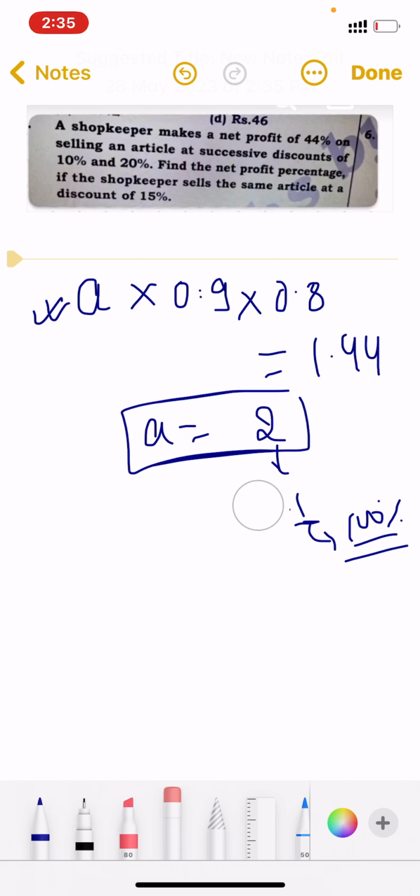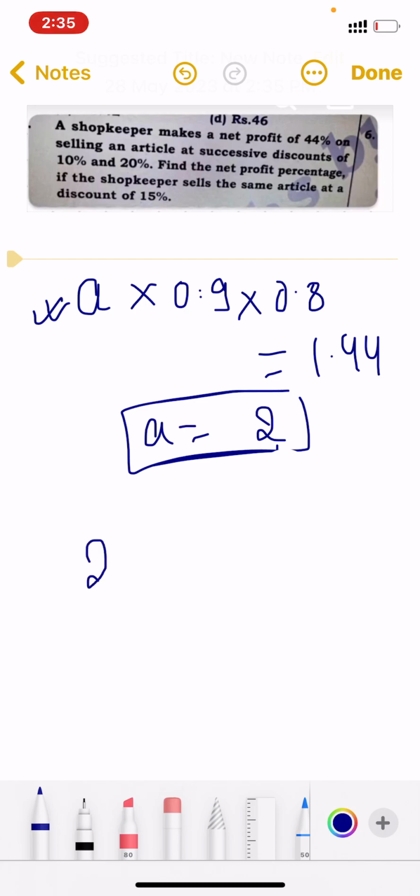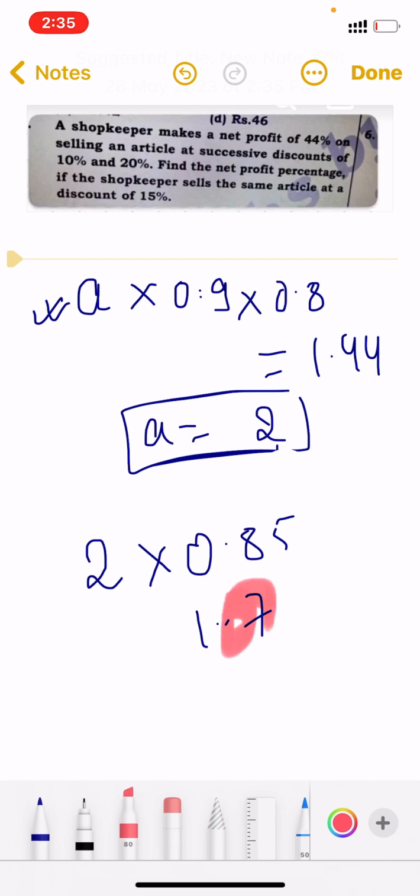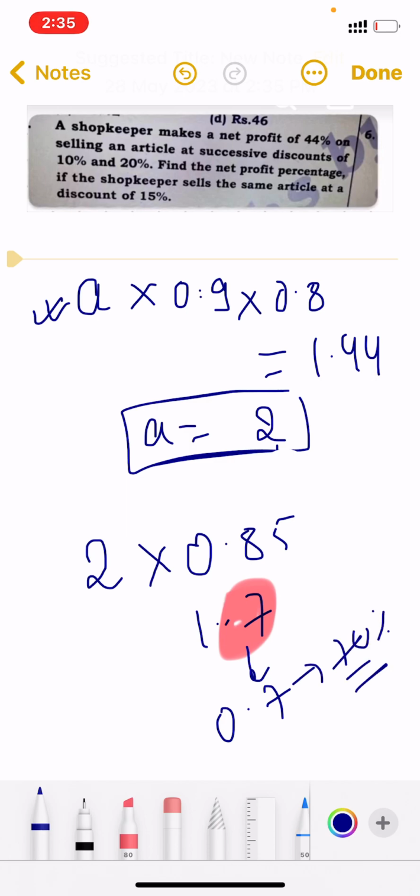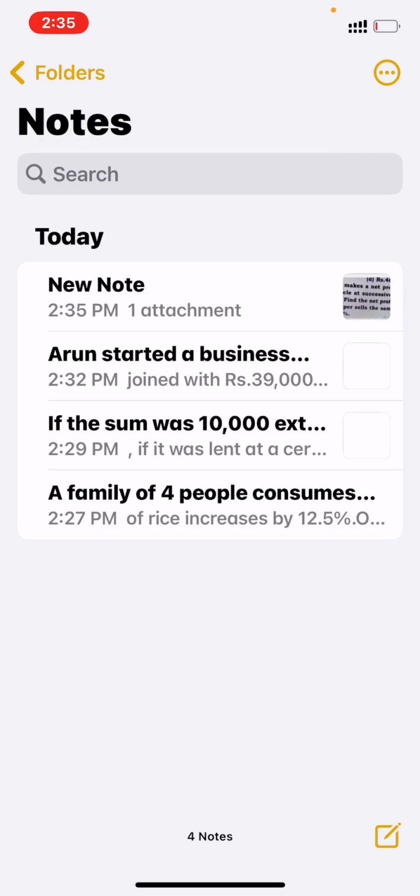It is given that if the shopkeeper sells the same article at 15% discount, what is the profit? So if the markup factor is A and he is selling at 15% discount, this will effectively be 0.85. So this becomes 1.7, and as said, this 0.7 will be his profit. So 0.7 means 70% is his profit. Done. Question number 1.